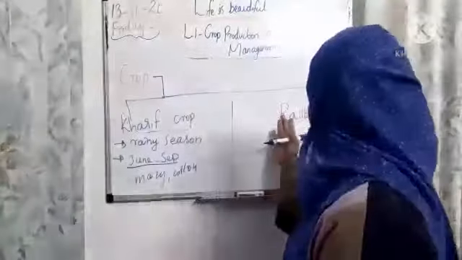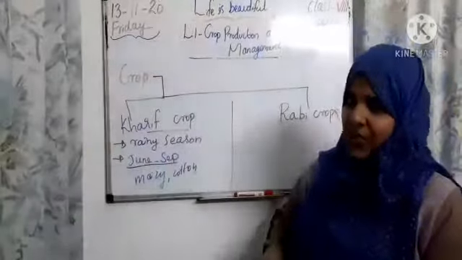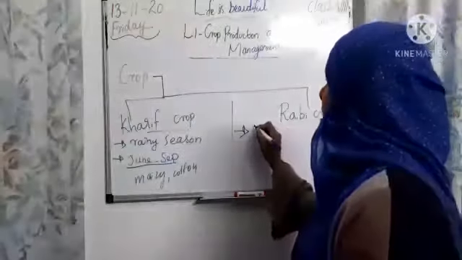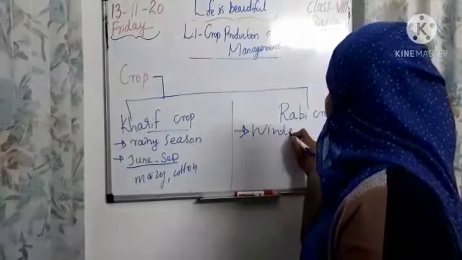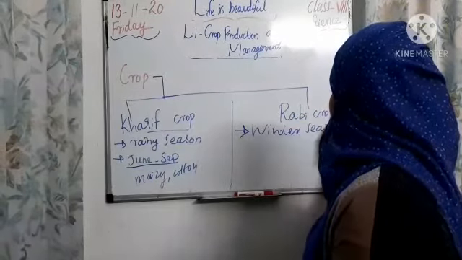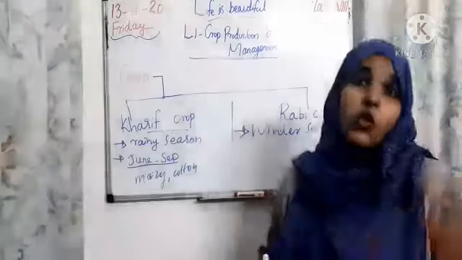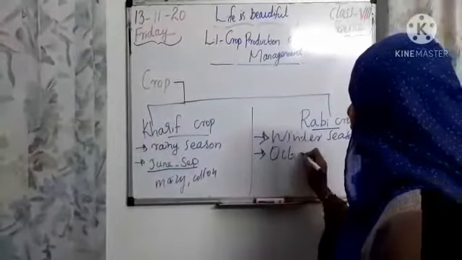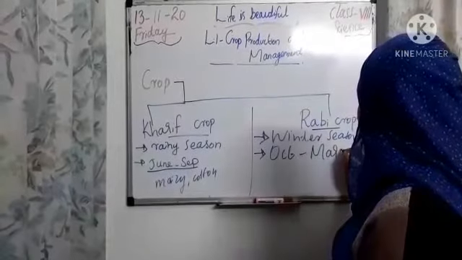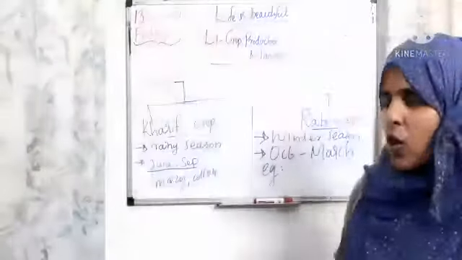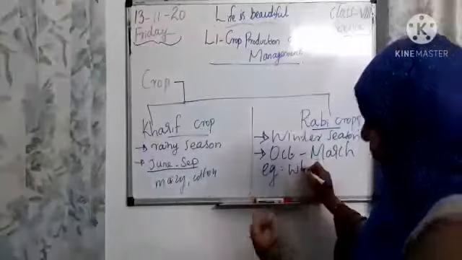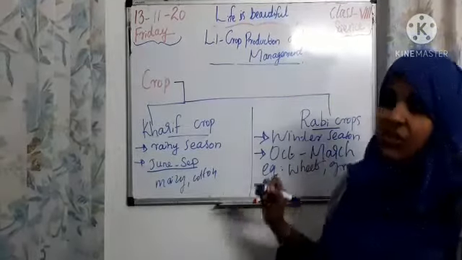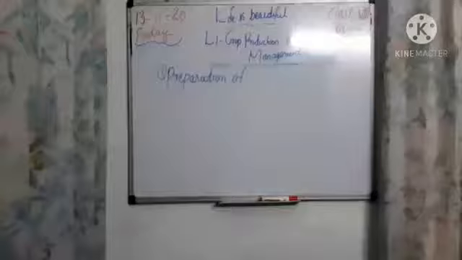Then the next crop is the rabi crop. We can check the difference. In rabi crops, seeds are sown in the winter season. That is, in the winter season we select for doing rabi crops. We select the October to March months for these rabi crops. For rabi crops, we can give the example of wheat and grams. These are cultivated as rabi crops.